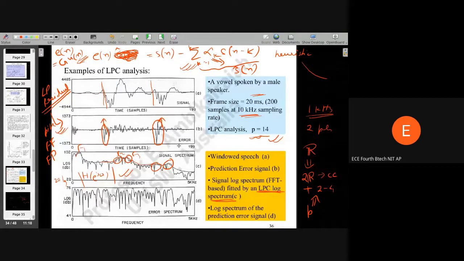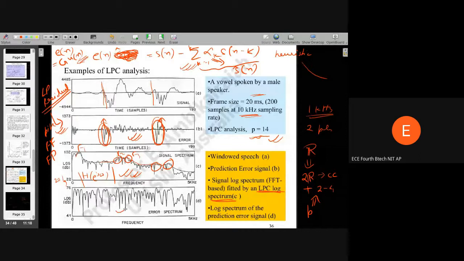LP analysis helps in estimating your excitation source. You can see large values at which the system was excited, when the vocal folds were vibrating, that we can model as a train of impulses. And we also get the spectral envelope from LP analysis, which allows us to find the vocal tract resonances.